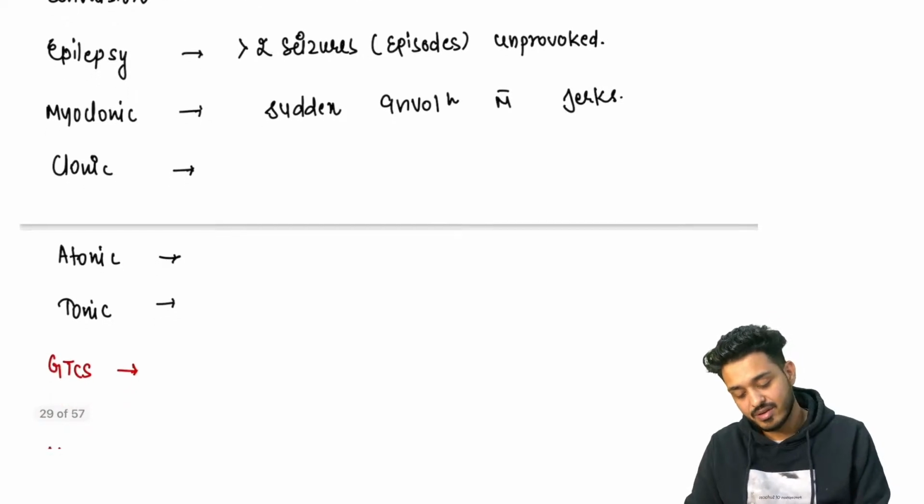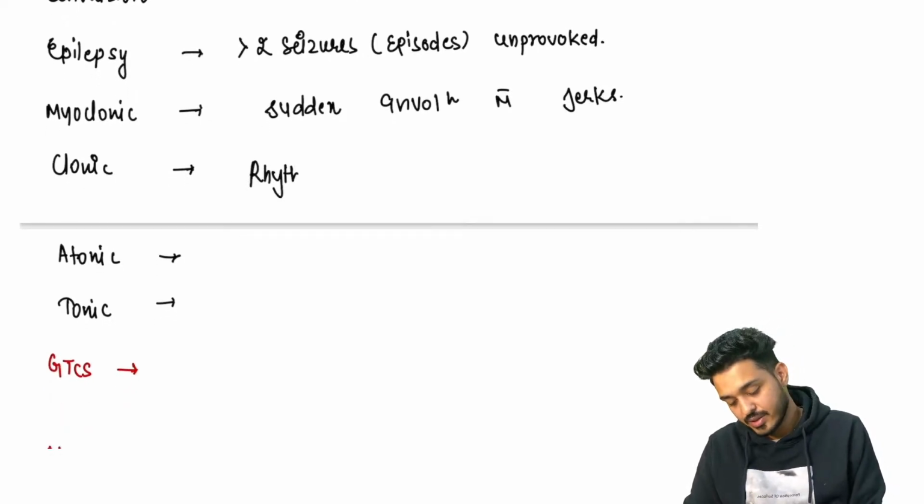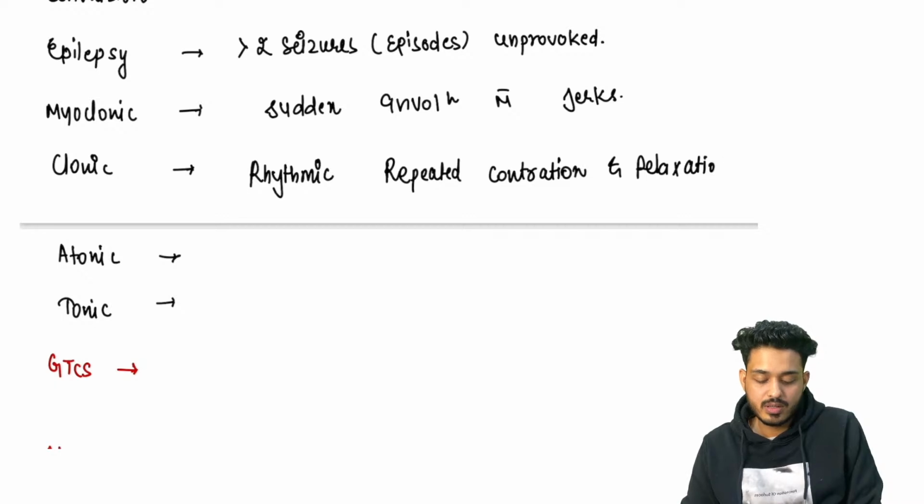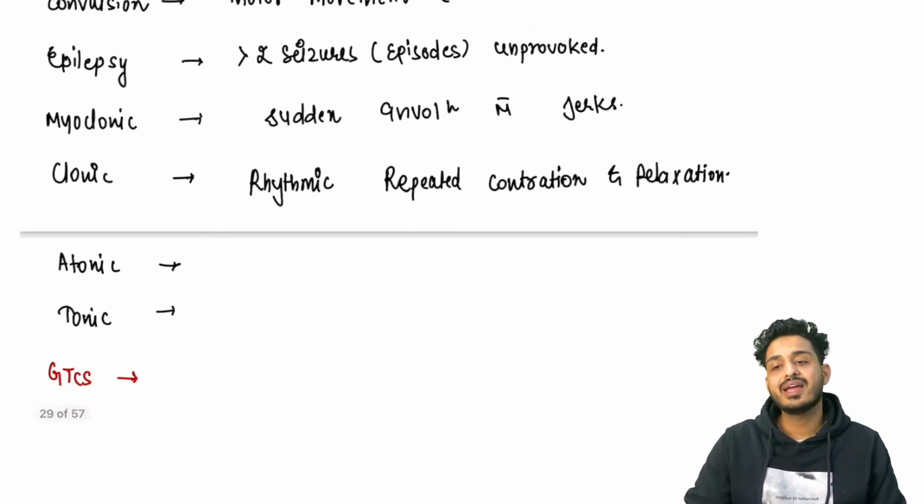Clonic means there will be rhythmic and repeated contraction. Rhythmic and repeated contraction and relaxation is known as what? Clonic seizures. Okay. Atonic में क्या होगा?